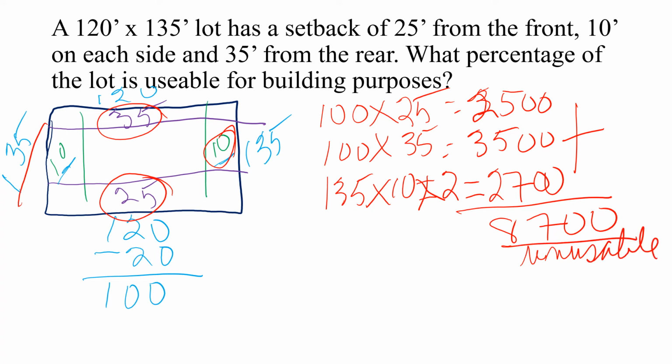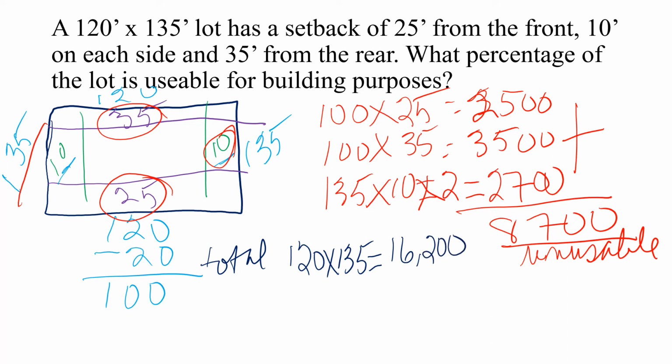Okay. Now, our total square footage is 120 times 135. So we subtract our 8,700, and that leaves us with 7,500 usable square feet.